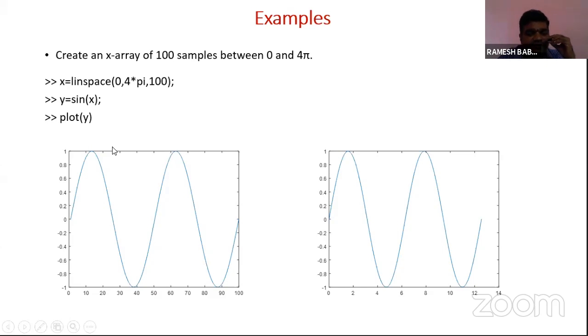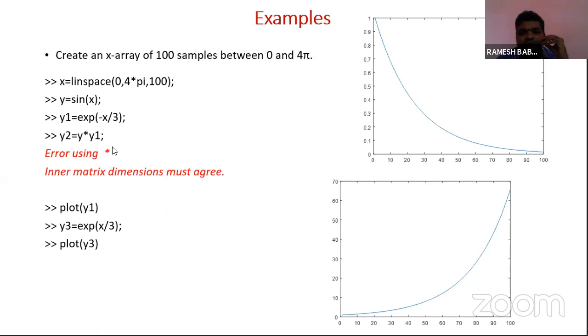Then next we'll go for the plot with the same x, linspace, y equal to sin x, y1 which is equal to exponential of minus x by 3. Then obviously it will go downward. And here, with exponential of a positive value, it will go upward. Then y2, I have taken y multiplied with y1. So now you can check this one, and why it came as an error. Now we'll go to the command window.